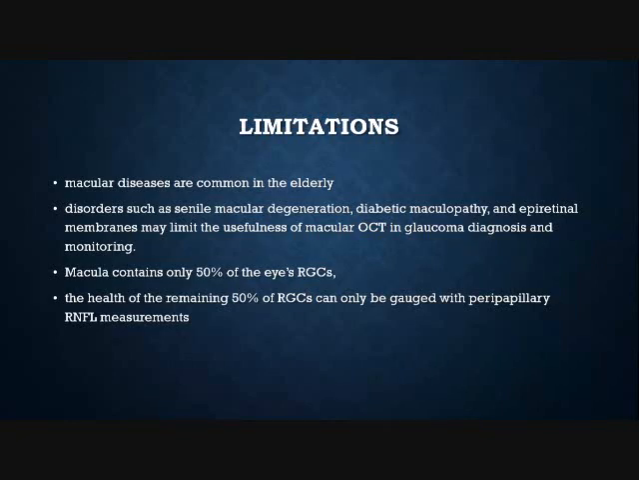So it does not truly indicate all the cells. The macular retinal ganglion cell thickness does not show you the condition of all the ganglion cells. And the health of the remaining 50% of ganglion cells can only be gauged with peripapillary retinal nerve fiber layer measurement. So retinal nerve fiber layer measurement is the most sensitive indicator of glaucoma damage. That is the crux of the story.